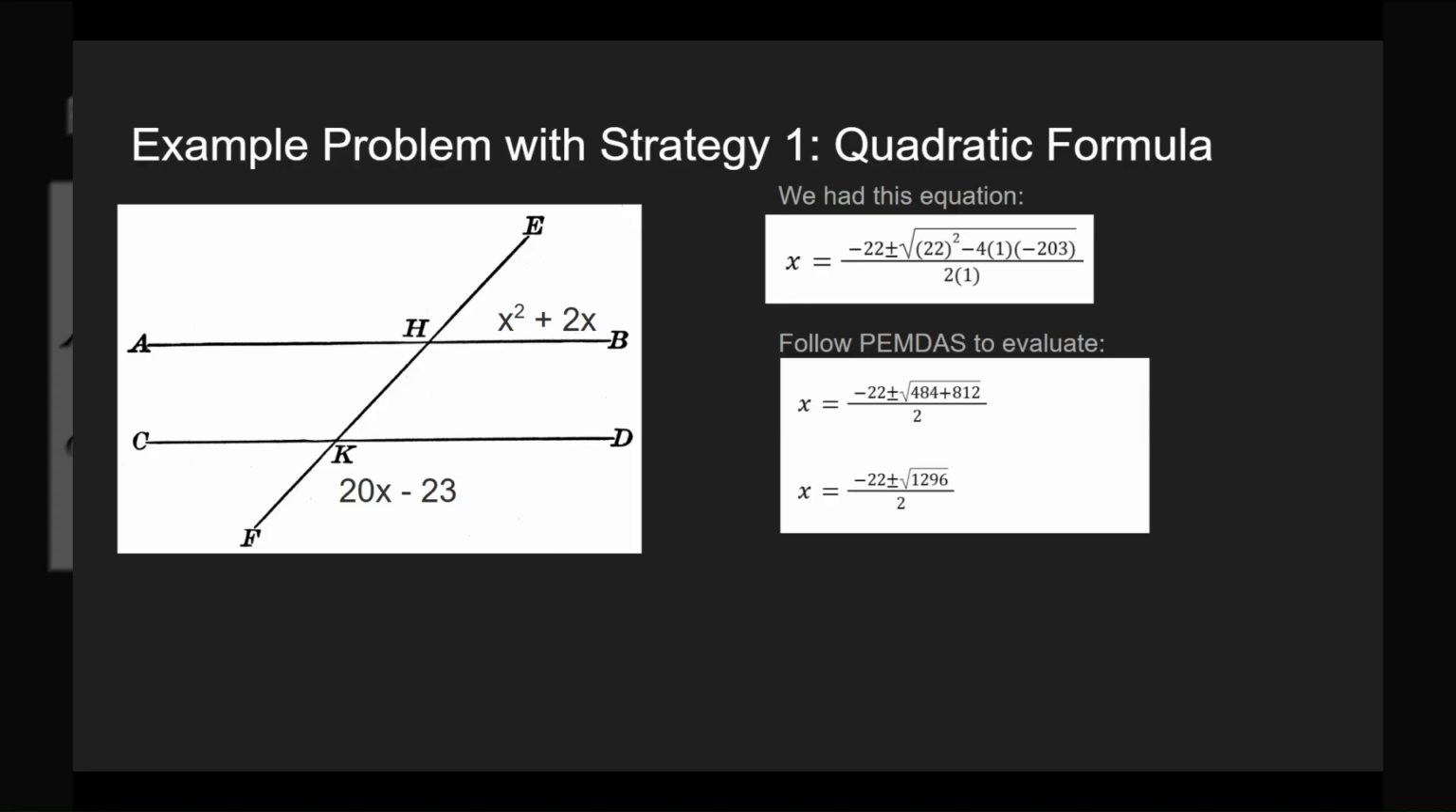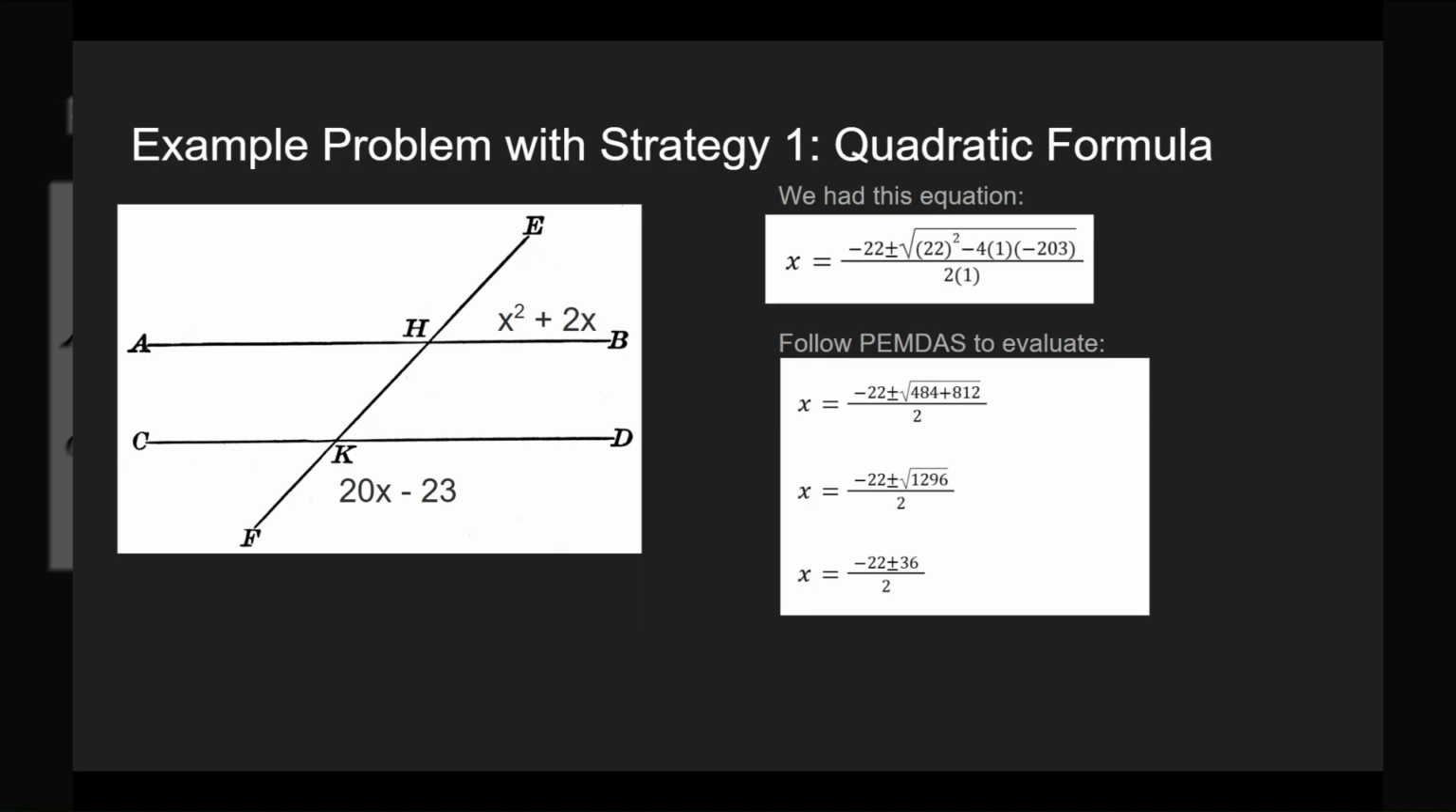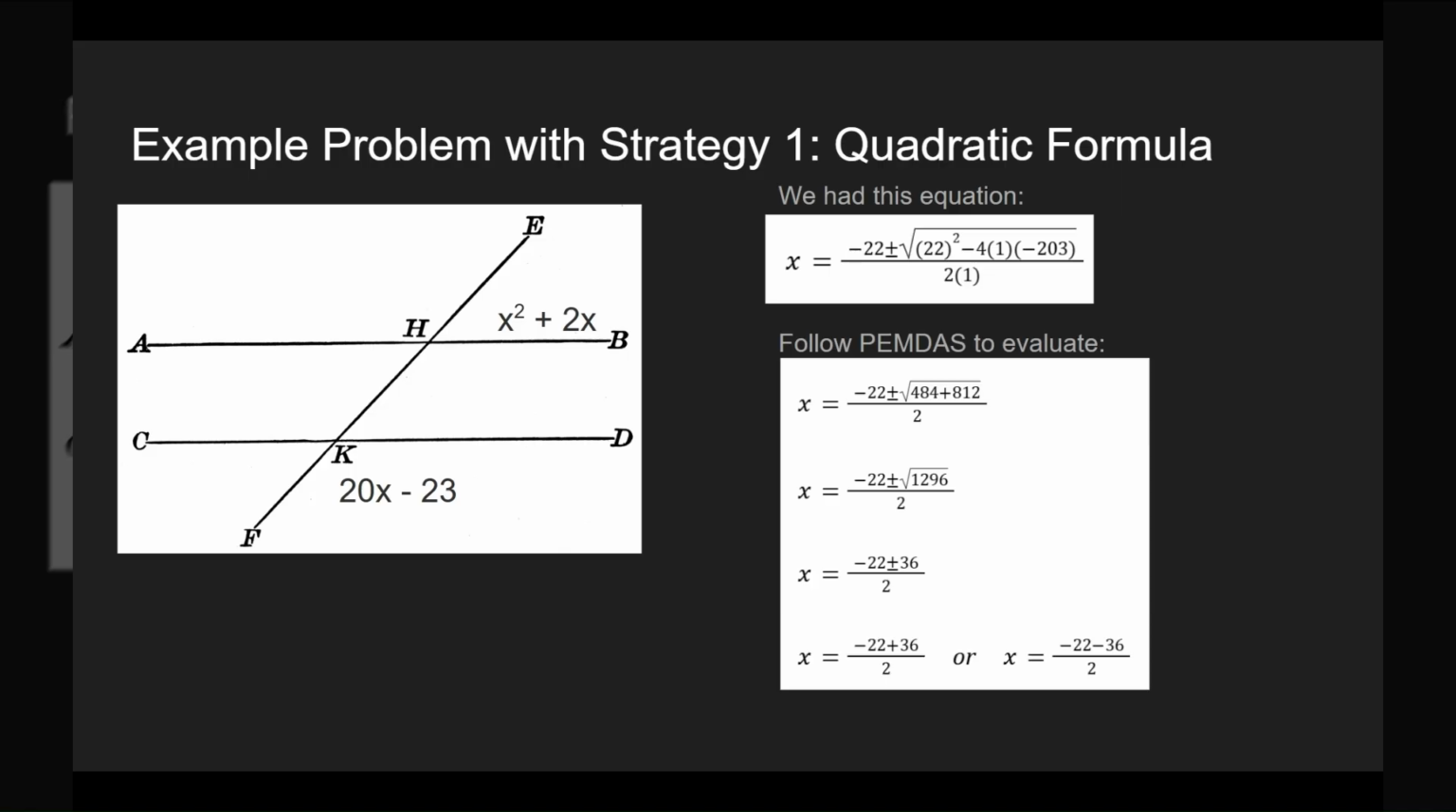Then inside the square root, we can add 484 and 812 to get 1,296. We can then take the square root of that number. So we now have x equals negative 22 plus or minus 36 over 2. That's actually two equations meshed together there. So we can split it into x equals negative 22 plus 36 over 2, or x equals negative 22 minus 36 over 2. Simplifying each of those, we get x equals 7 or x equals negative 29.